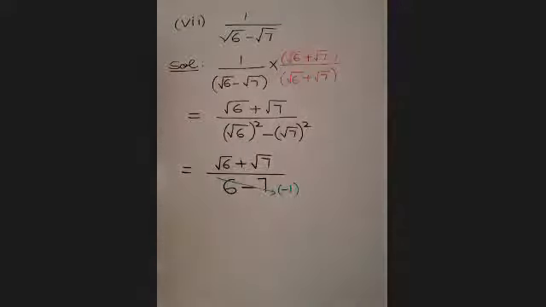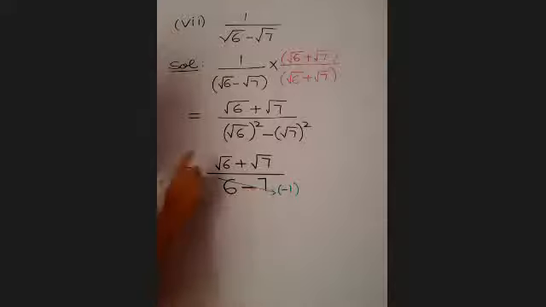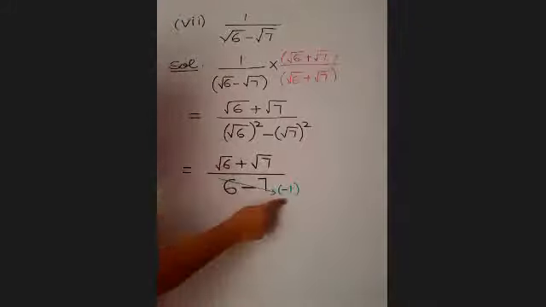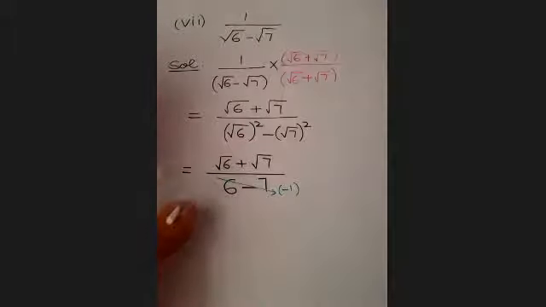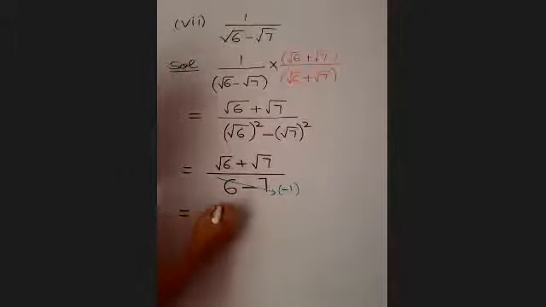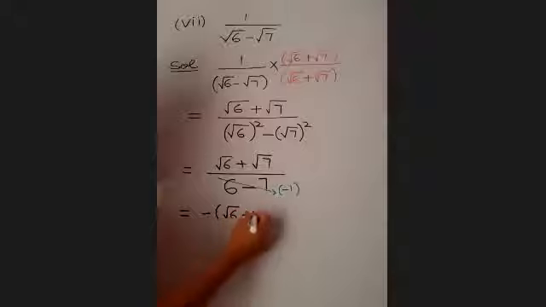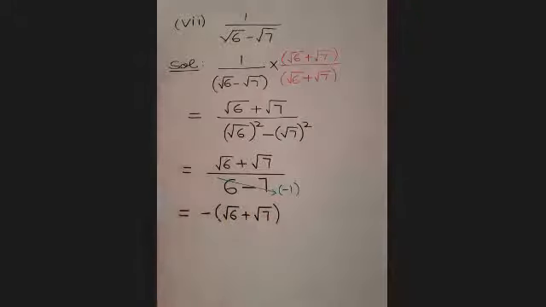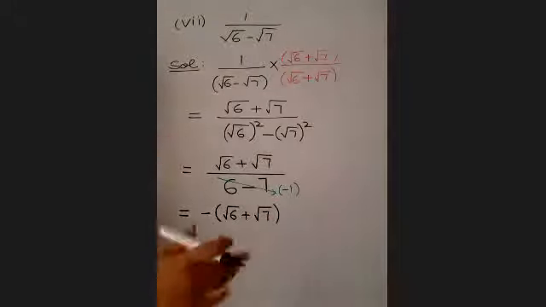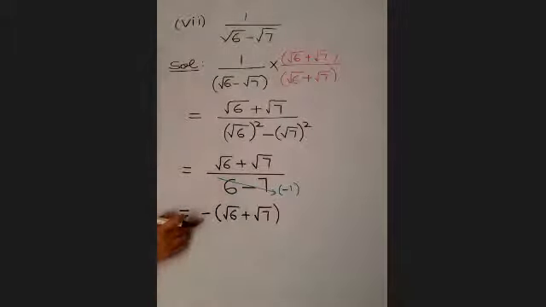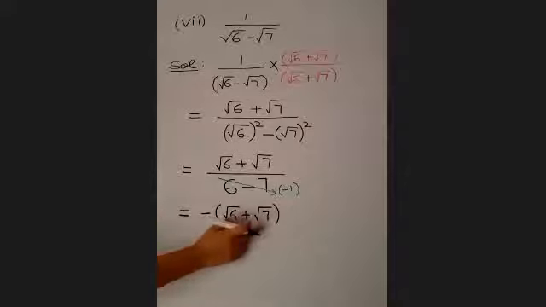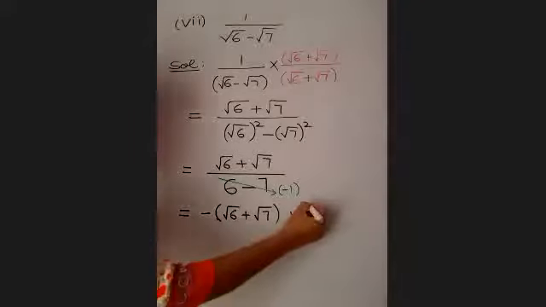But children, do we need the answer with the negative sign in the denominator? No, we don't. So what are we going to do with this negative sign? It has to be shifted to the numerator. We don't have to show multiply and divide by minus 1. We simply shift it to the numerator and make sure you put a bracket. So this is your answer.